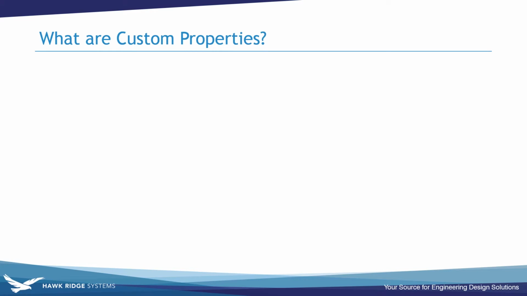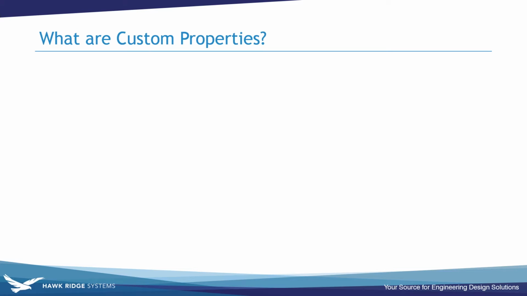So I want to start off pretty basic. What are custom properties and why do we care about custom properties? And I guess I'll start. Custom properties are a way for us to maintain our metadata or information about our files, whether that's inside the vault or even if you don't have a vault. Just in Windows, you have your own custom properties.